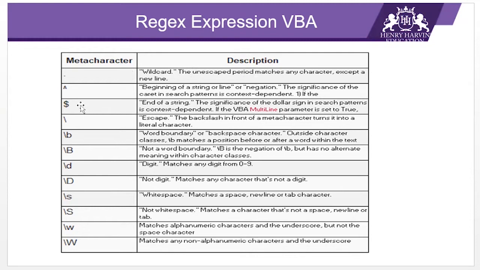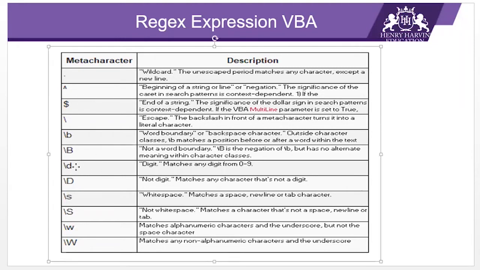The dollar sign signifies ends with. The caret sign means starts with. So today we'll learn all about this. Backslash small d matches any digit from 0 to 9. Backslash capital D is a non-digit. You will understand all these things.